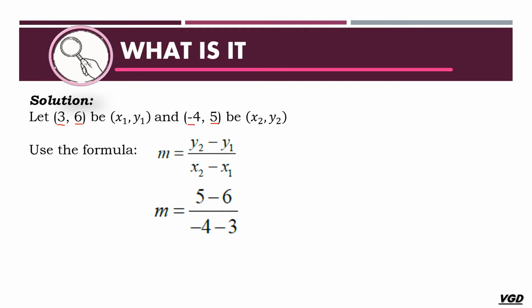And let's simplify. So we will be able to get negative 1 over negative 7. And take note, a negative divided by a negative will always become a positive. So our slope is 1 over 7.